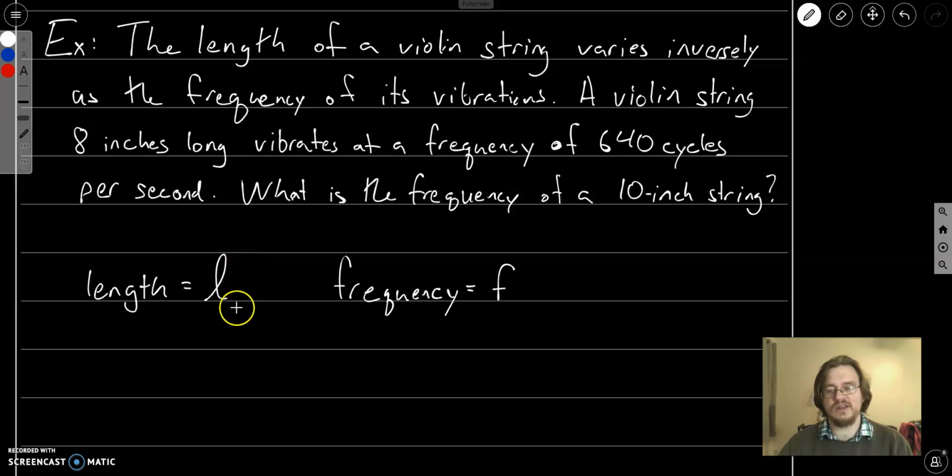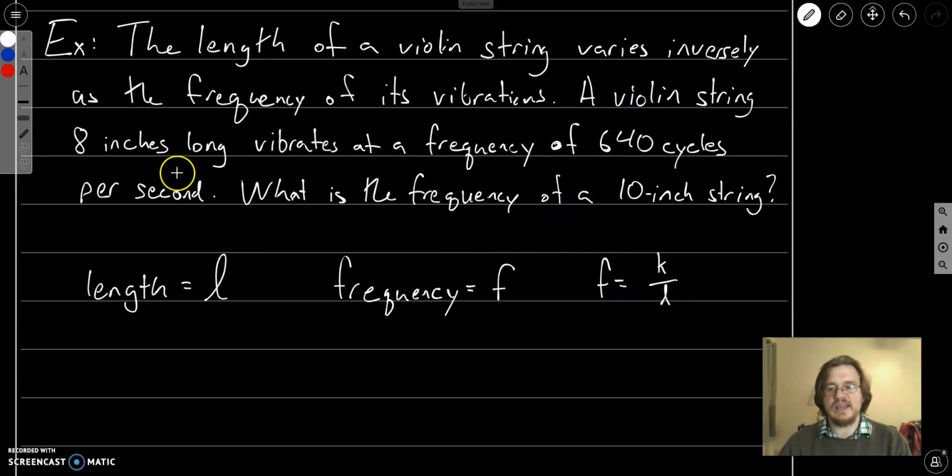Or if we take a really short string and we pluck that, it's going to vibrate very fast, and we're going to hear a very high pitch coming out of it. So what we have is that the frequency is going to be k divided by L. As L gets bigger, the frequency goes down. As L gets smaller, the frequency will go up.